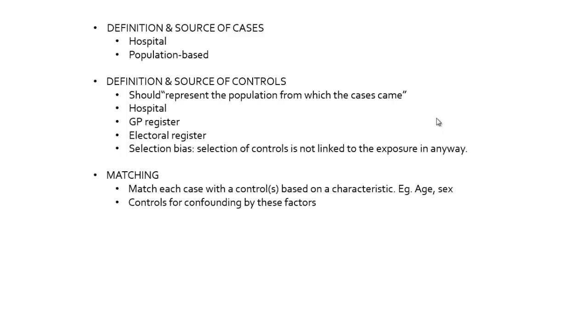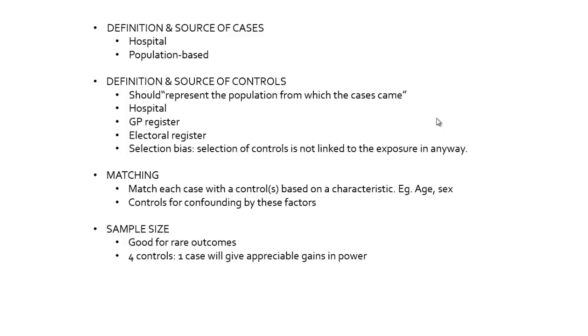And controls can be matched. Matching is a procedure where one or more controls are selected for each case on the basis of similarity of certain characteristics. Typically used matching criteria are age and sex, but others might be socioeconomic circumstances or place of residence. So matching is a way of controlling for confounding because it balances the groups by the factors that were matched on. Now, case control studies are typically used to investigate rare outcomes that would be difficult to capture in a cohort study.